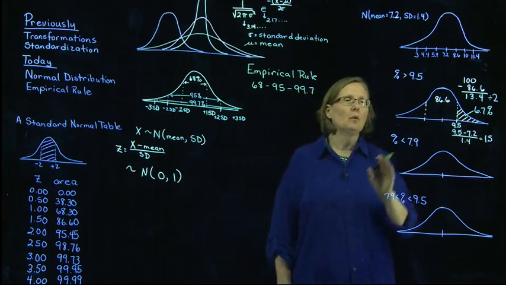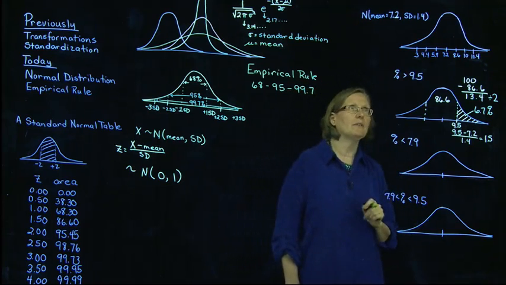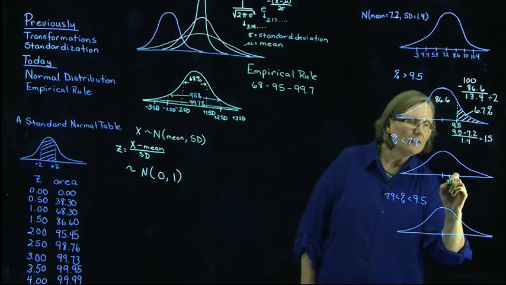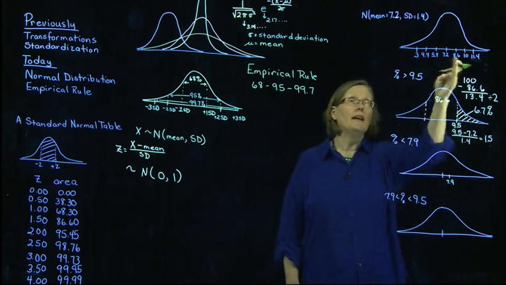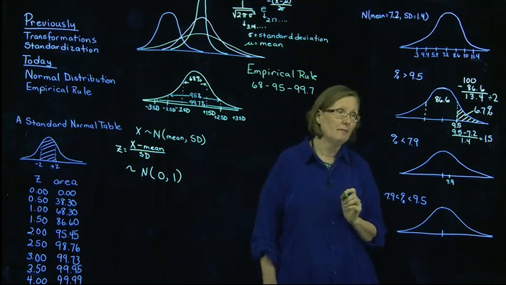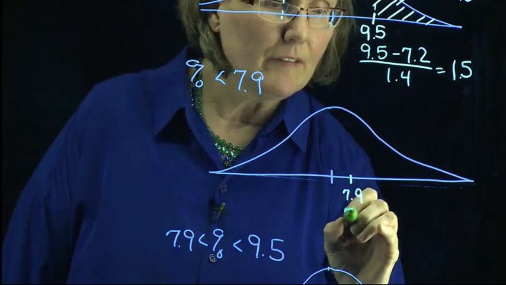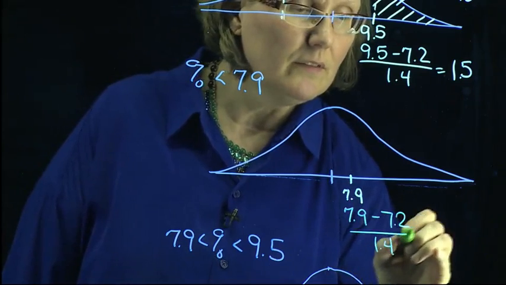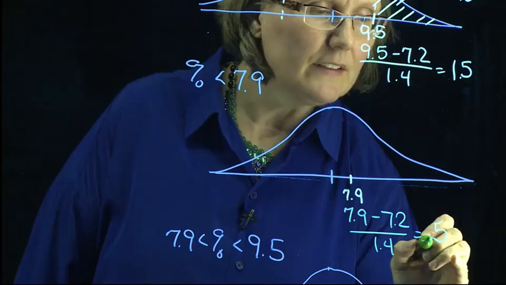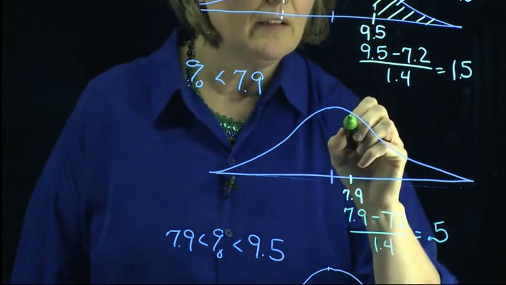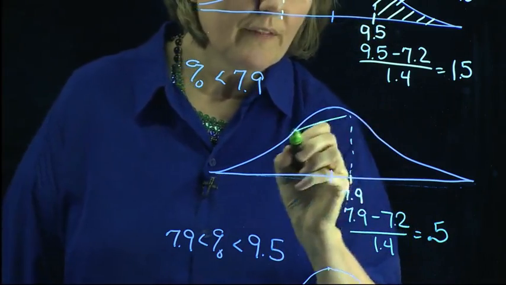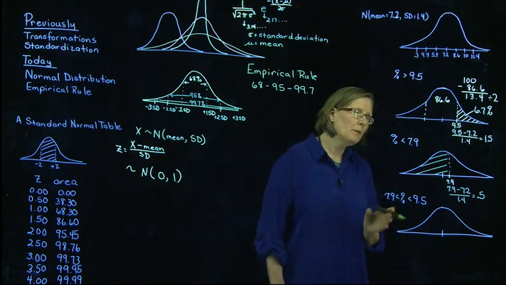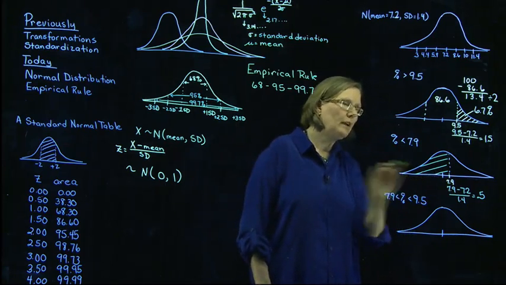What percent of babies were less than 7.9 pounds? Okay. 7.9 falls about here. So we know it's within 1 standard deviation of the mean. Standardizing, 7.9 minus 7.2 over 1.4, we know we're at 0.5 standard deviations above the mean. We want the area to the left. So what percent of the babies weighed less than 7.9?